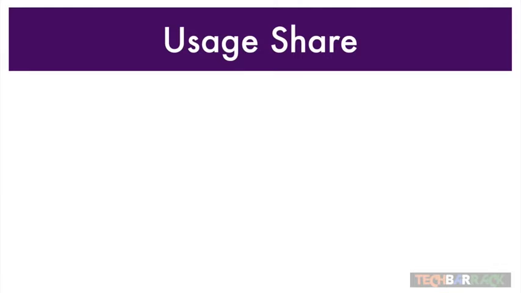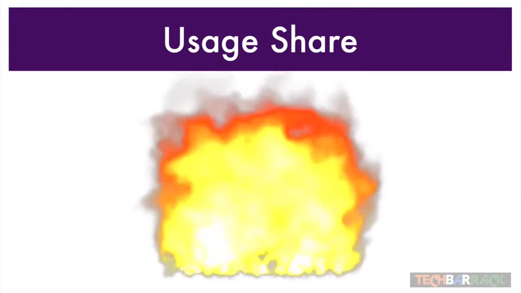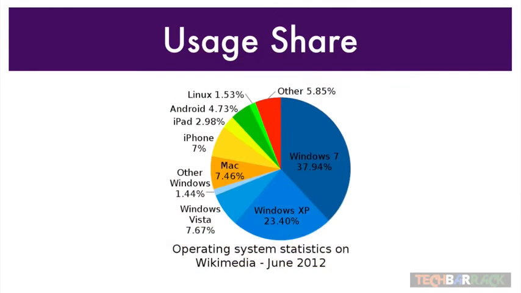What is the usage share of Linux? If we have a look at the Wikimedia statistics for June 2012, it says that Linux is being used by only 1.53% and Android is being used by 4.73%. We all know that Android is leading in the mobile market space, but Linux in the desktop, or you could say the personal computer market space, is lagging.